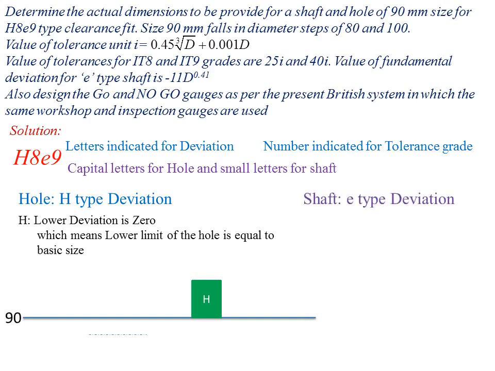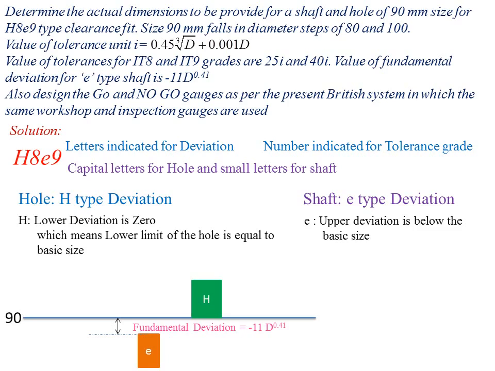Similarly, next we have to observe the shaft. Here the type of shaft is given as E type, and we know that for small a to small h type of shaft the fundamental deviation is the upper deviation, which is below the zero line. The value of the fundamental deviation of the E type of shaft is given as minus 11 into D to the power of 0.41. So that is represented in the diagram.